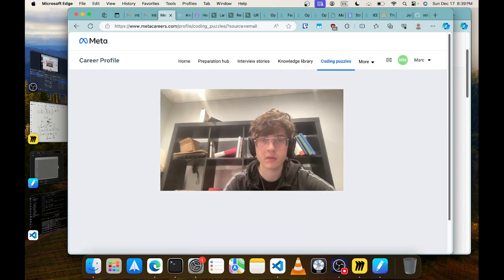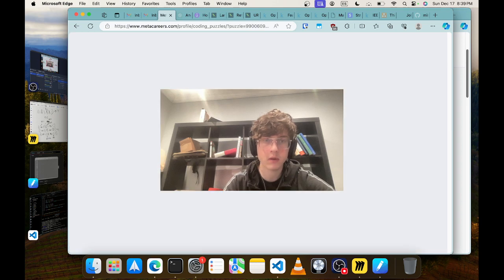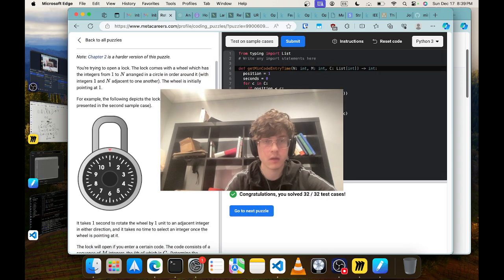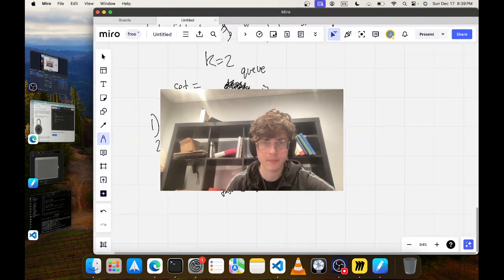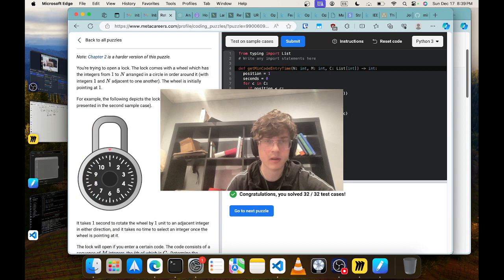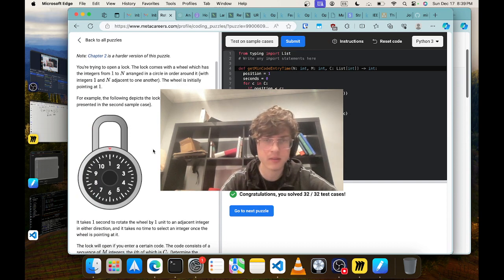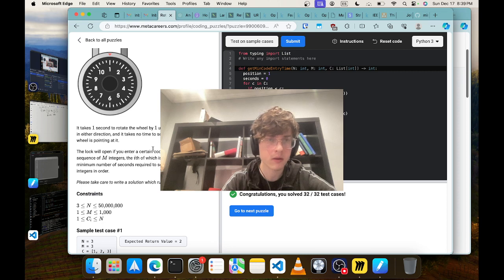Okay, let me see. What else is there here? Rotary lock. I think this one is quite easy as well. So here we have our rotary lock. I think it's so easy, I don't think it's even worth talking about. So let's go to uniform integers.